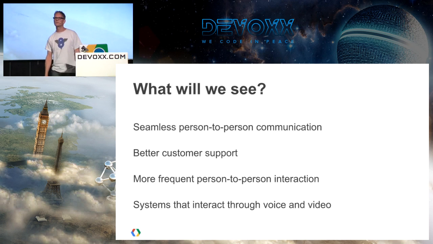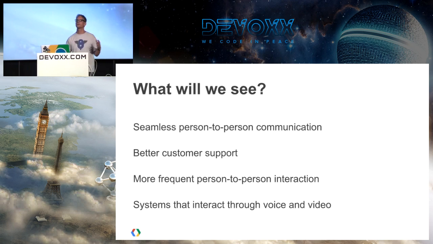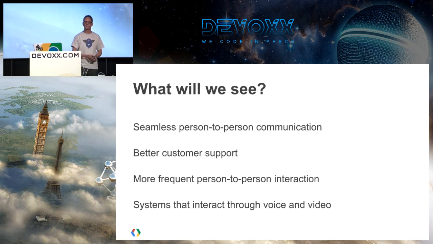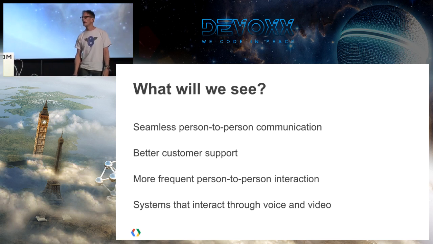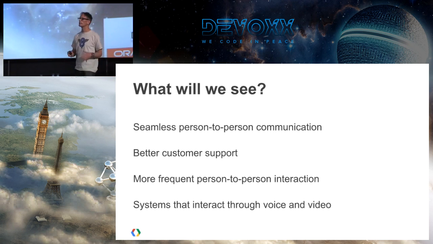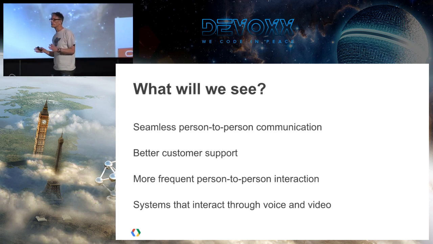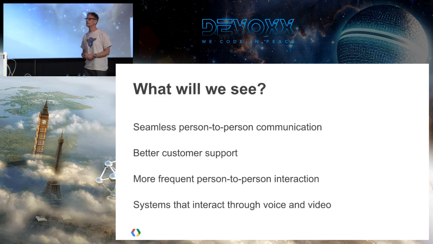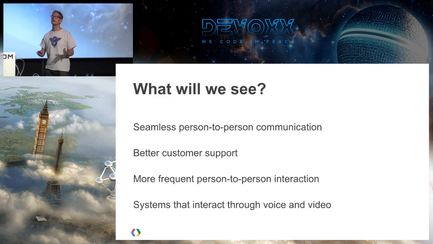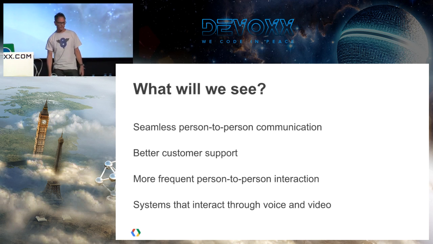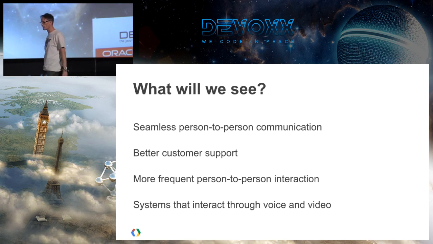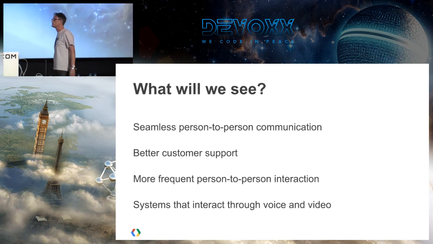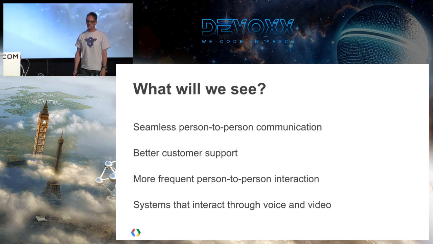So I think what we'll get is person-to-person communication built into apps in a seamless way, and simple corporate stuff like better customer support. I think WebRTC will enable more frequent person-to-person interaction. Maybe in some good ways, like this might be the end of endless email conversations where a person-to-person chat could do well, and just these systems that use audio and video for all kinds of interactions.